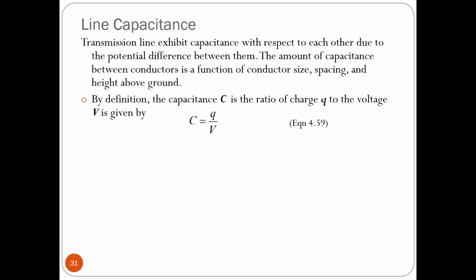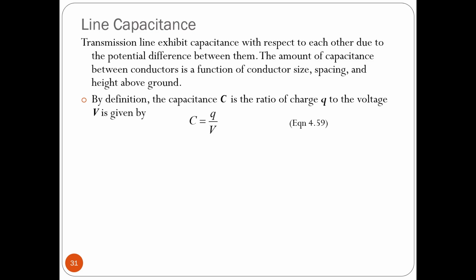Okay, so now that we have covered line inductance, let's look at line capacitance. For line capacitance, the concept of calculation is very similar to line inductance. But for line inductance just now, we looked at the magnetic field, so it relates to current. For line capacitance, it relates to the electric field, so therefore it relates to voltages.